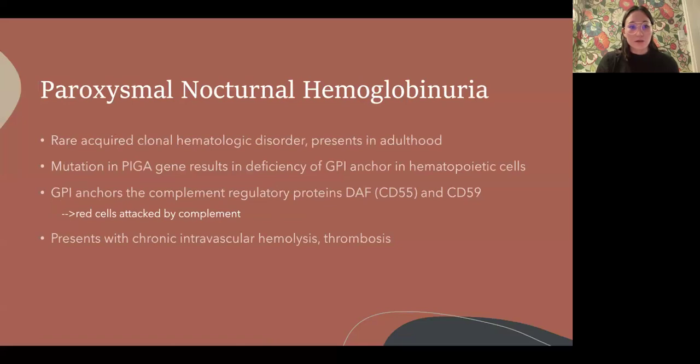So PNH, this is a rare acquired disorder of adulthood that is a mutation in this PIGA gene, and that gene results in a deficiency of this GPI anchor on your hematopoietic cells. And the GPI anchor is important because it actually anchors down these complement proteins, the CD55 and the CD59. So without the anchor, you basically have a deficiency of these complement regulatory proteins, and the red cells are lysed by your own complement.